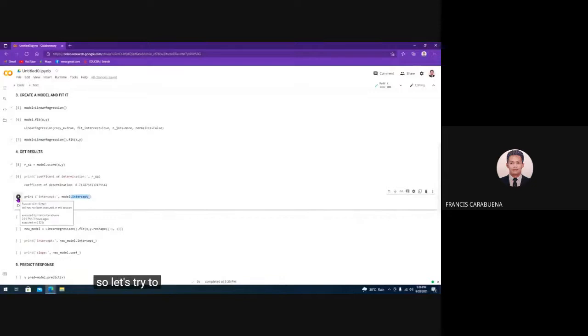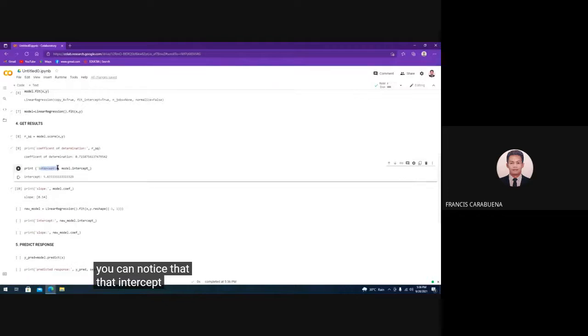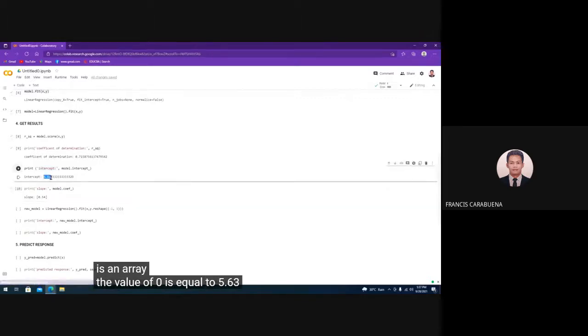So let's try to run this. This code illustrates how to get b0 and b1, and you can notice that .intercept_ is a scalar, while .coef_ is an array. The value of b0 is equal to approximately 5.63. This illustrates that your model predicts the response 5.63 when x is 0.